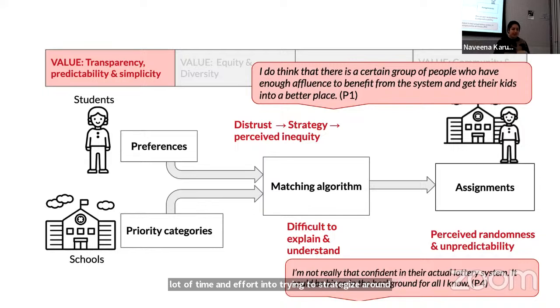The other part was that the matching algorithm itself was transparent and reproducible, right? But it was actually in practice extremely difficult to explain. And the more they put different bells and whistles onto it to nudge it towards being more equitable, the more difficult it got to explain and understand, and the more that people perceived it as being random and unpredictable. To the point where most of the parents we talked to actually called it the lottery. One person said, I'm not really that confident in their actual lottery system. It could be bingo in the background for all I know.